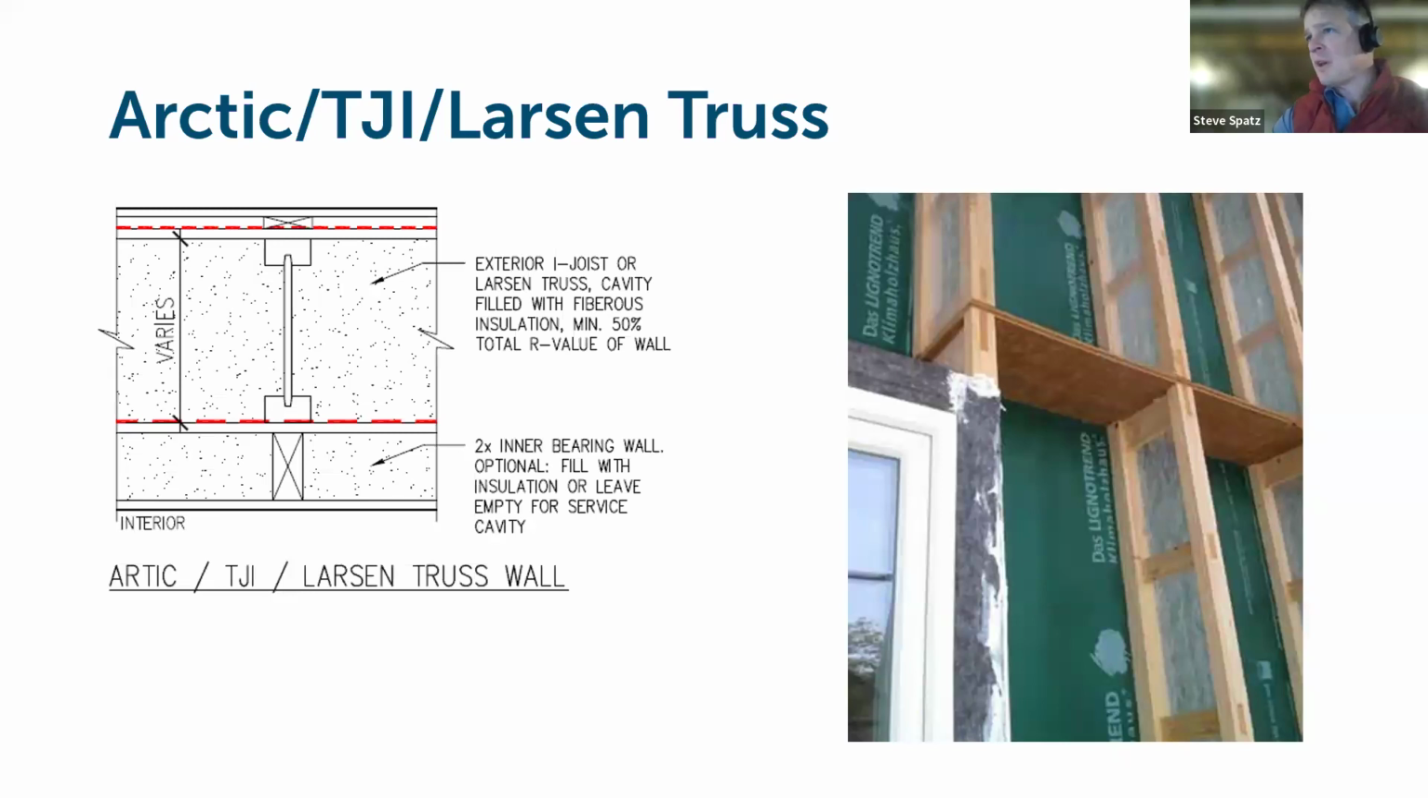Finally, a little bit more of the esoteric. We don't see a lot of these so much, but everybody's tried something at least once, right? So the Arctic truss or TGI truss wall would be an approach where you frame structurally a 2x wall assembly as your bearing load structural wall, and then hang on the outside of that TGIs or engineered truss joists to create your insulation cavity. And you can make that as thick and as deep as you want it.